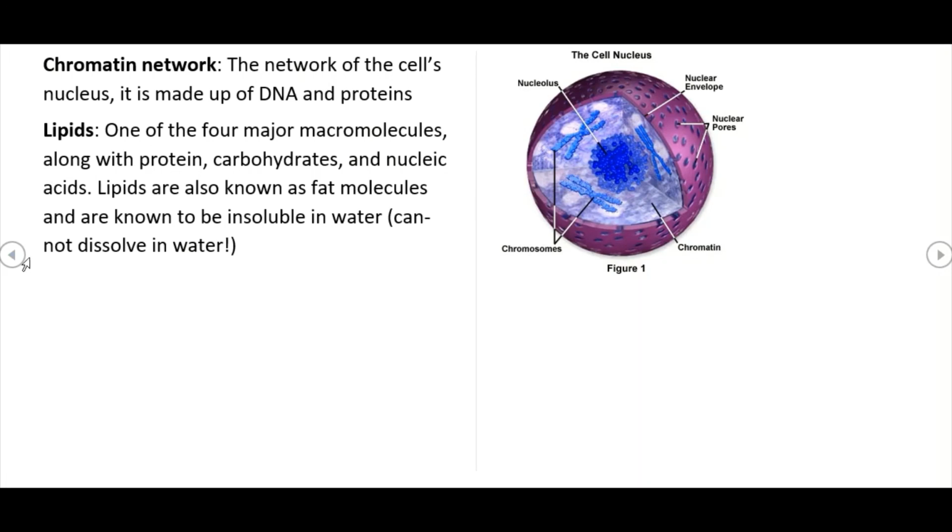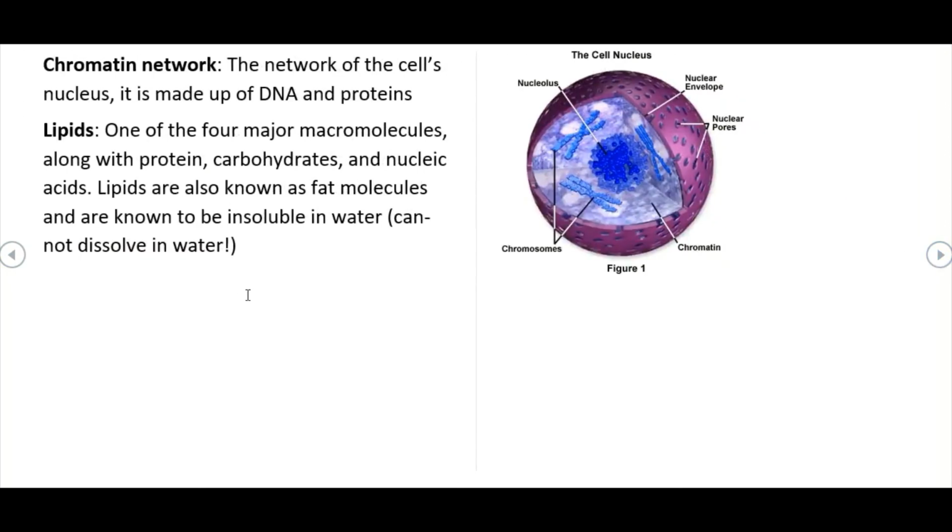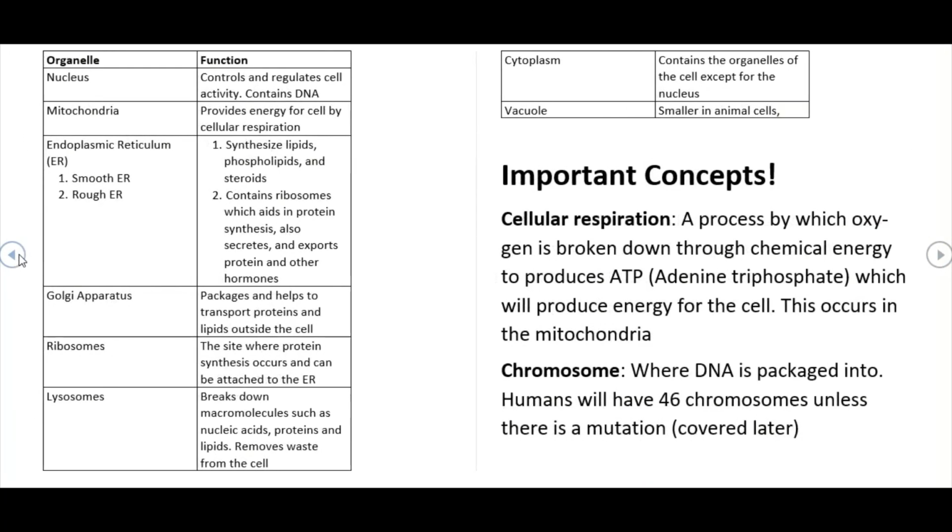And then some important concepts for you guys to know. Of course, I've mentioned it: cellular respiration, chromosomes, the chromatin network, and then macromolecules and lipids. So just remember to go over that. Also, there's an activity up for you guys to do, and I will definitely be seeing you in the next section.